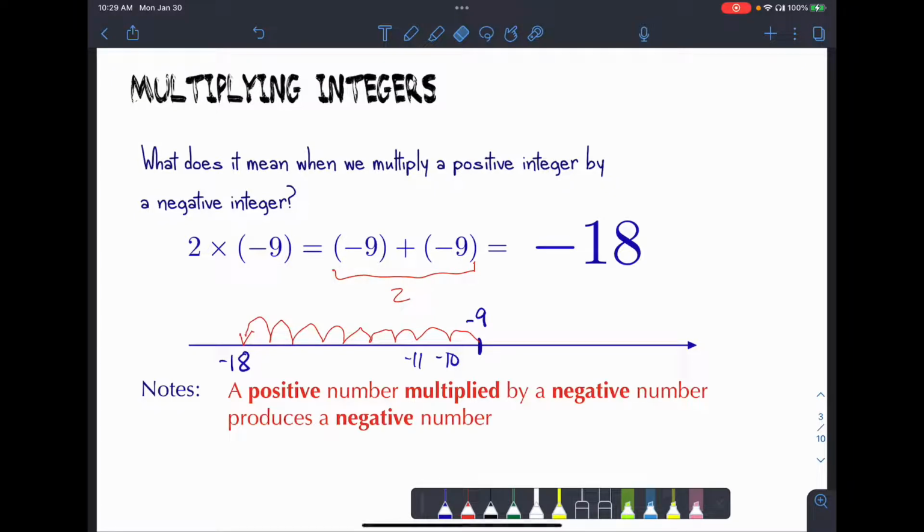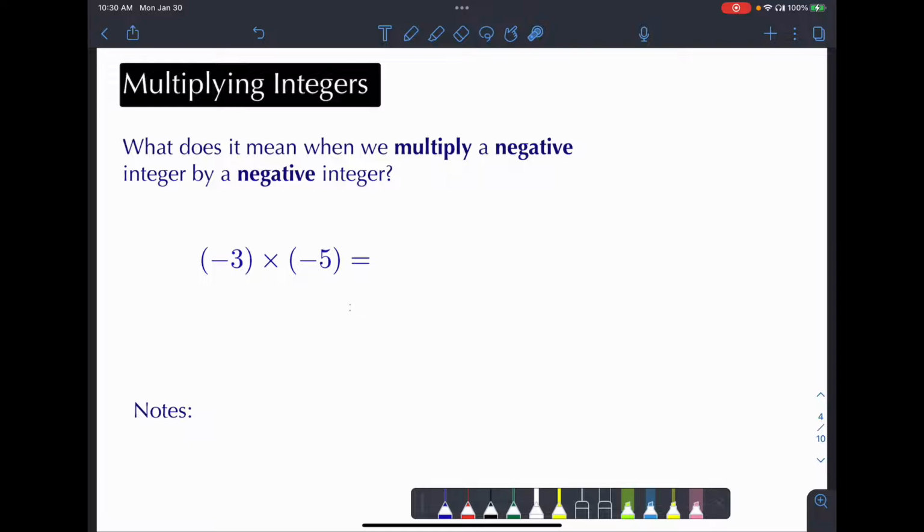So look at what we have here. We have a positive number and a negative number. When we multiply them together, we actually get a negative number. In fact, 2 times 9 is 18, but 2 times minus 9 is negative 18. So when we have a positive number and a negative number and we multiply them together, we get a negative number. It's something to keep in the back of your mind. Okay, let's do another example.